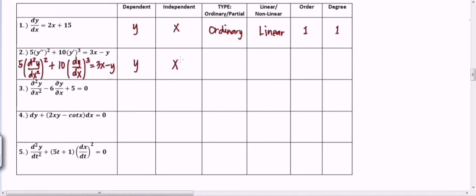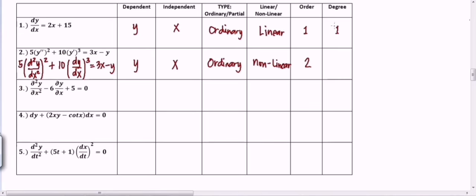Since we only have one independent variable, which is x, this one is called an ordinary differential equation. Now, this one is non-linear, obviously, kasi meron na tayong squared raised to 2, meron pa tayong cube. So, non-linear siya. Okay? Now, ang order natin, ano yung highest order derivative? We have this one. Ayan. The second derivative, or d squared y. So, ang order natin ay 2.